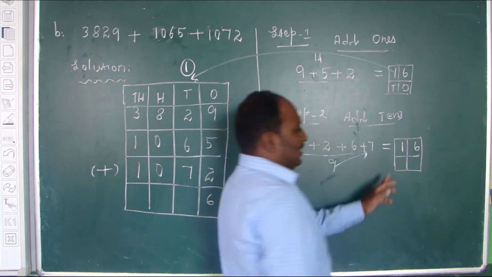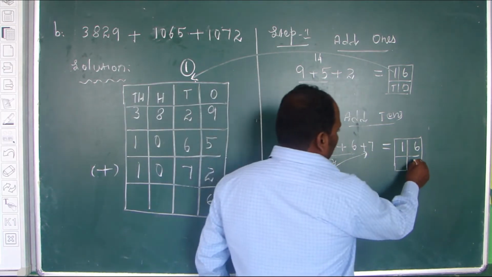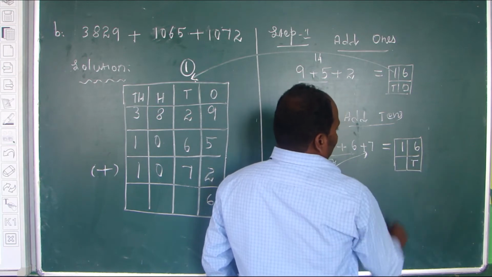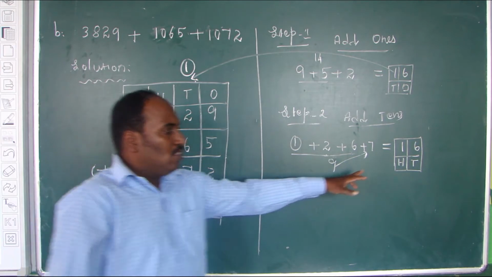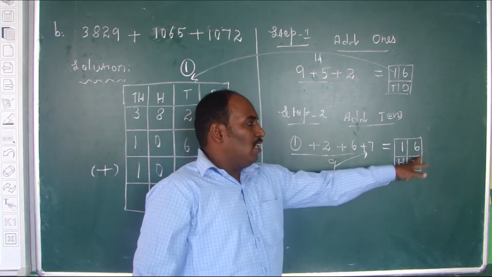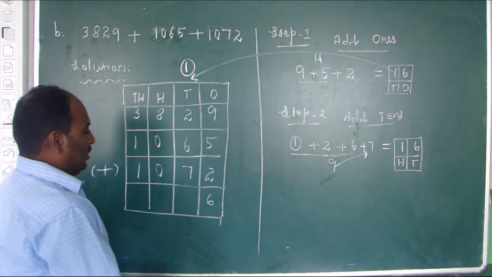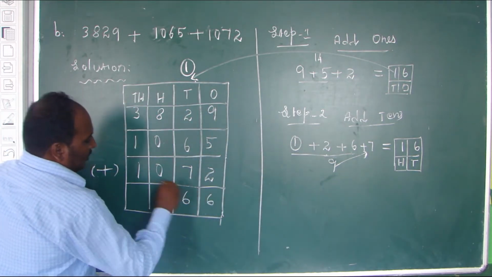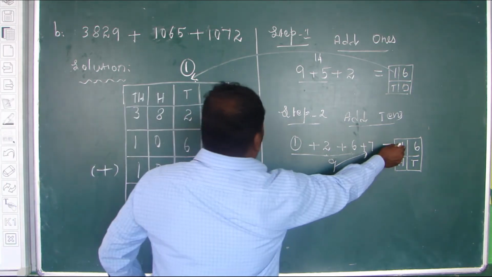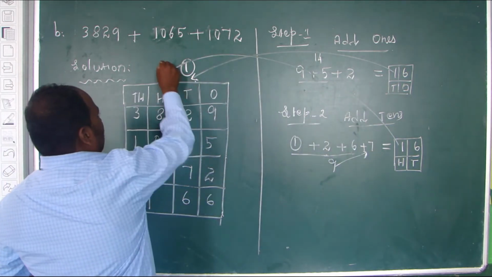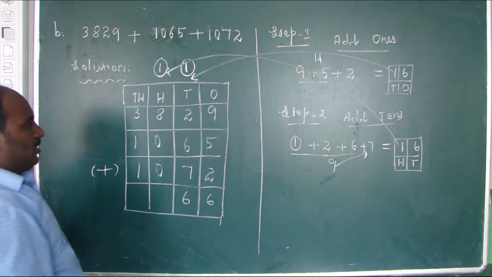That means 16 tens. We take the place value: 6 tens and 1 hundred. So 16 tens has 6 tens and then 100. The 6 tens we write in the tens place, and the 100 is carried over to the hundreds place.